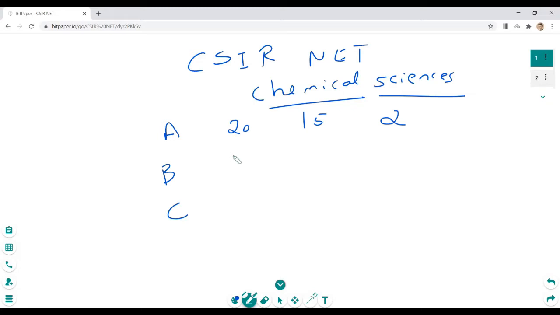And part B will have 40 questions. You have to answer some 35 of them, and there will be 2 marks for that. And part C contains 60 questions. You have to answer 25, and 4 marks for that. Previously, there used to be 75 questions in this part. Now that is removed. They have made it 60.